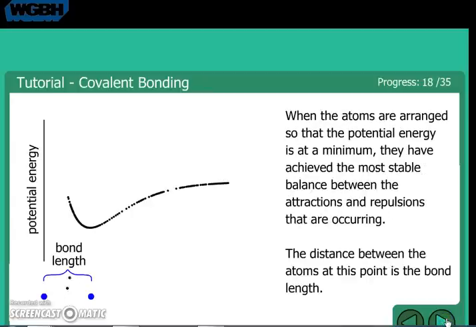When the atoms are arranged so that the potential energy is at a minimum, they have achieved the most stable balance between the attractions and repulsions that are occurring. The distance between the atoms at this point is the bond length. Okay, now you can answer question number 10.